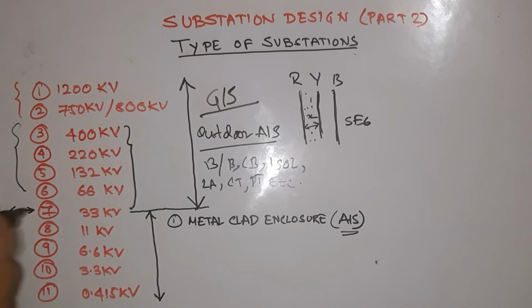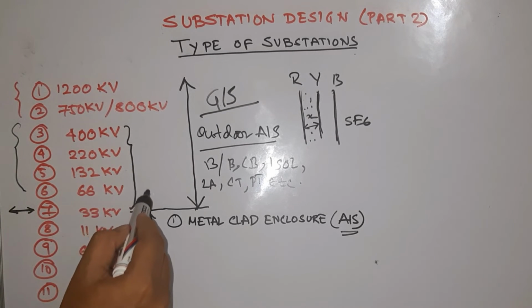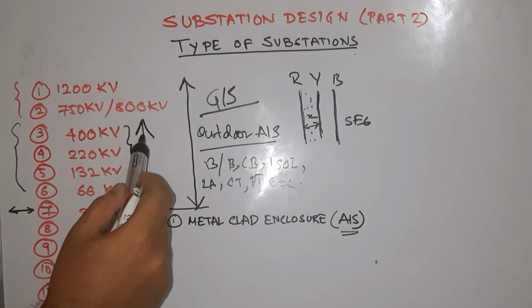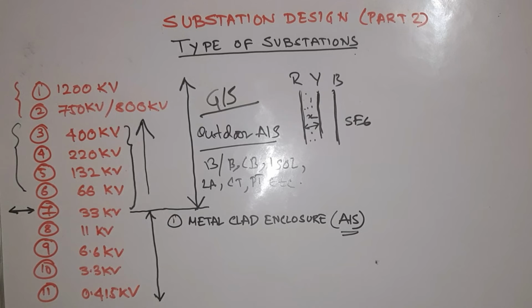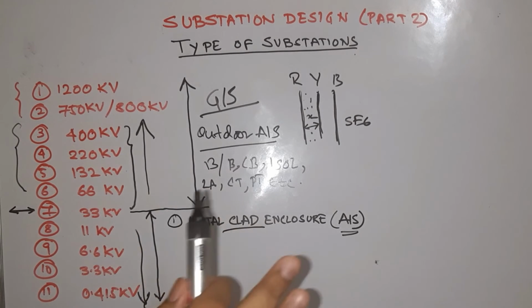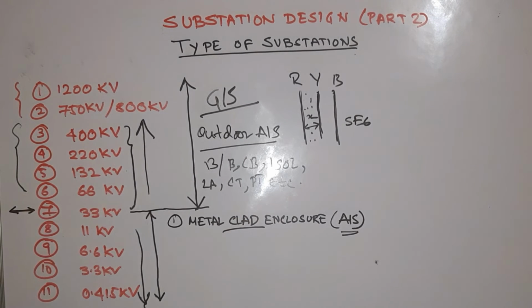Now, for 66 kV and above, we have outdoor switchyard and gas insulated switchgear. Outdoor switchyard and gas insulated switchgear, GIS. For 11 kV and below, we have air insulated metal clad enclosure type air insulated switchgear.